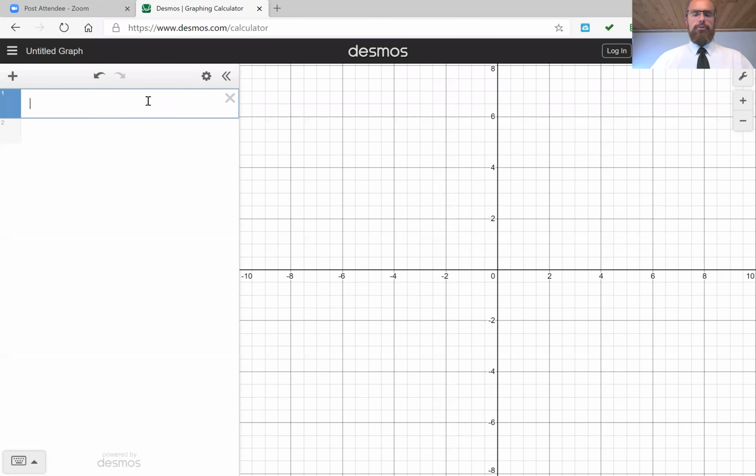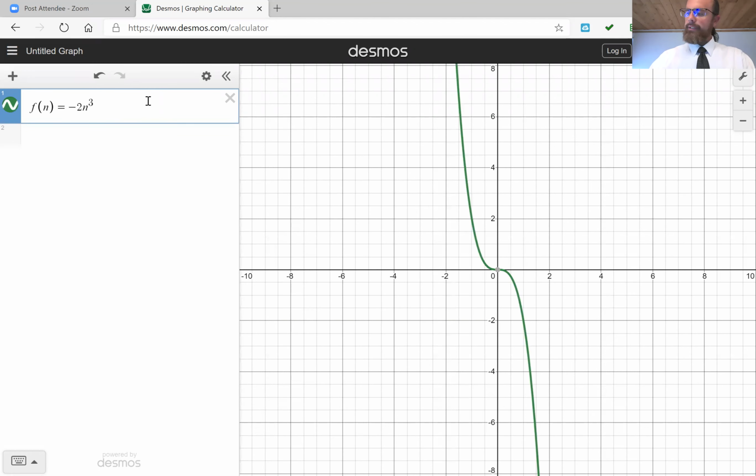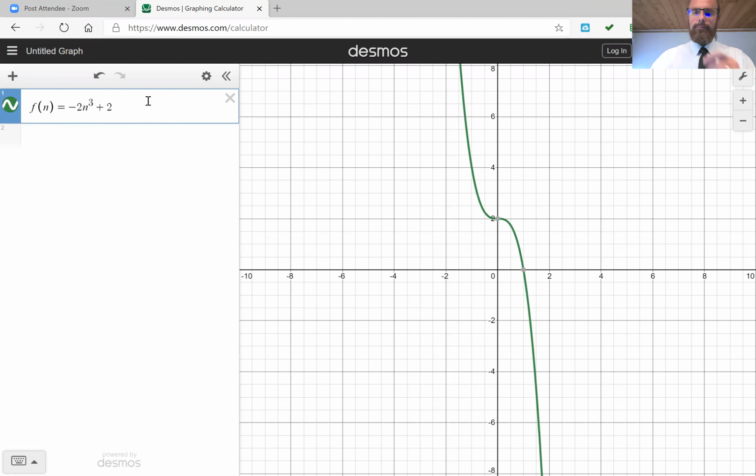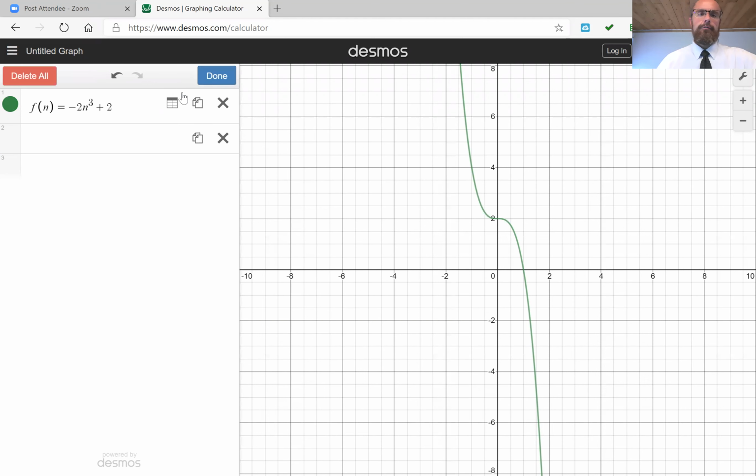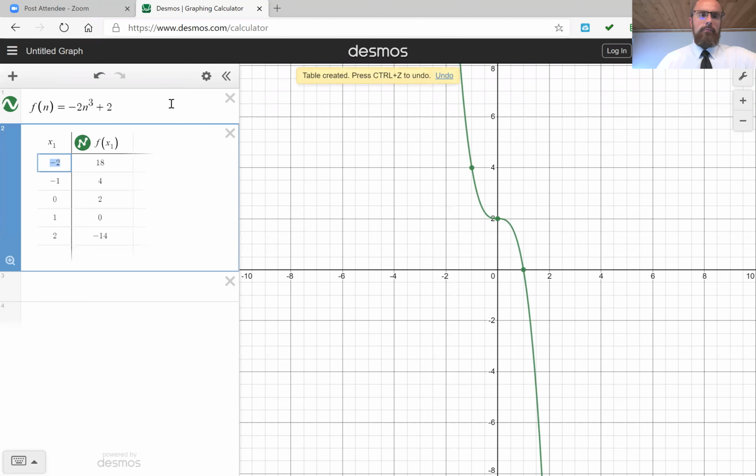So we'll type in the original first. We'll call that one f of n, just like it was written. So that's negative 2n to the power of 3, and then add 2. So I'm going to go ahead and get a table for that function first. So it's very much a cubic function, and at negative 2, the value is pretty much off the graph at 18. But then between negative 1 and positive 1, I've got 3 very graphable points: negative 1, 4; 0, 2; and 1, 0; and 2, negative 14.